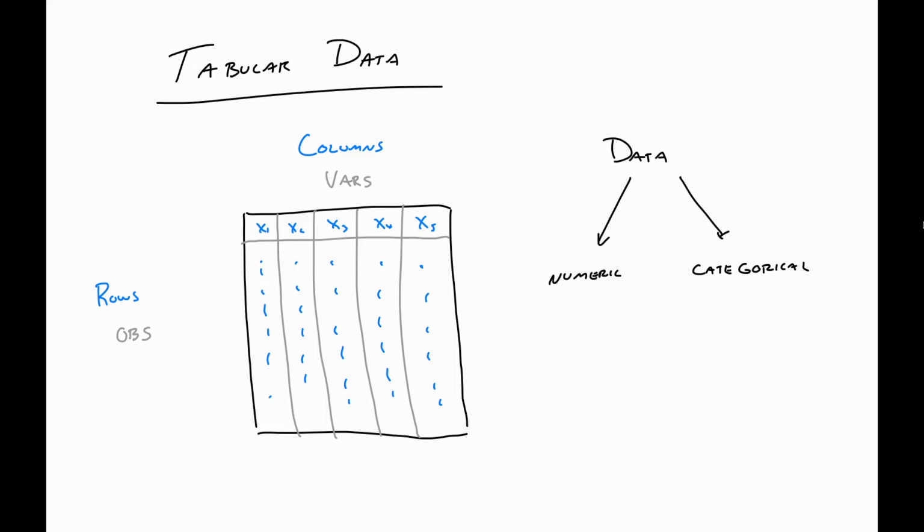Data exists outside of this form. You could think of audio data or video data or image data, and various other things. But oftentimes you could translate it into this tabular setup. That's something that's outside of this class. We're going to talk about tabular data. Okay. So we want to do stuff with this.